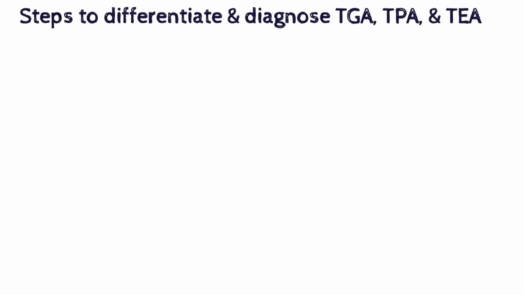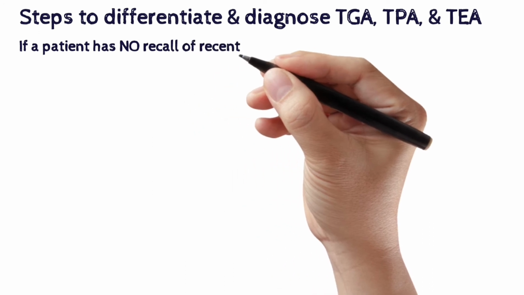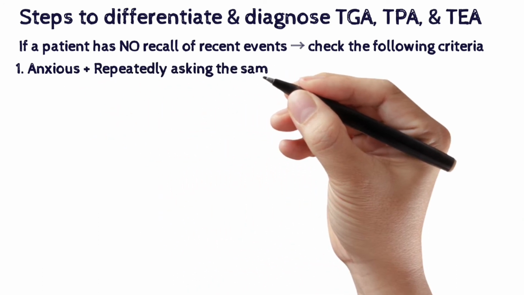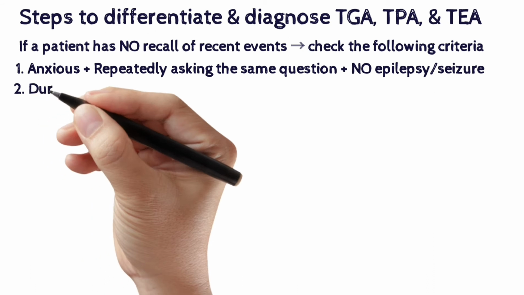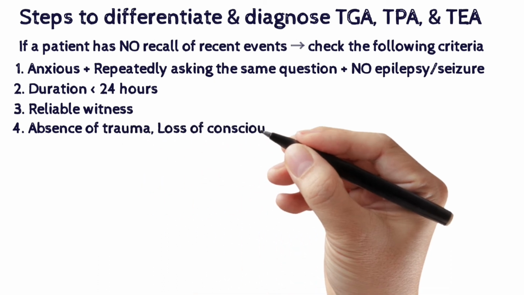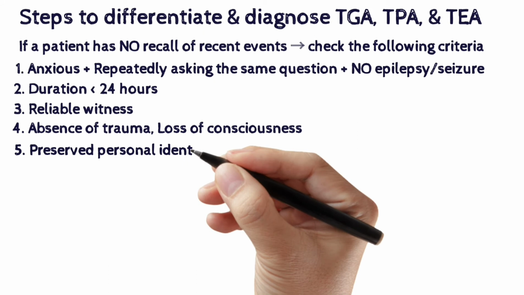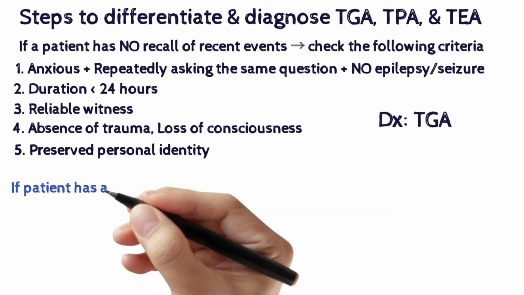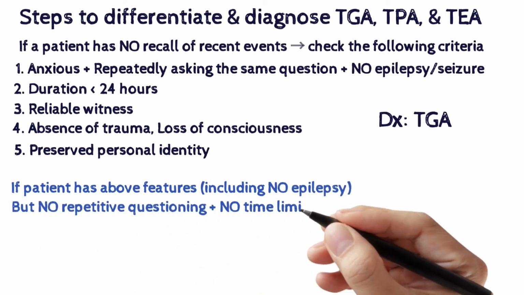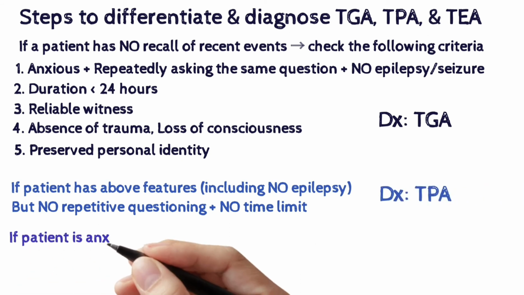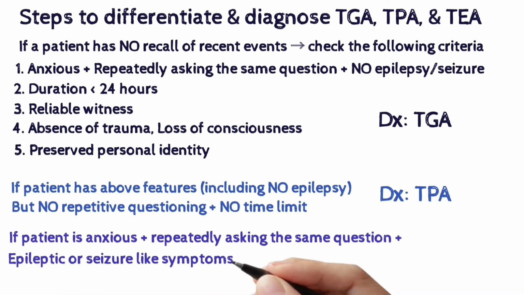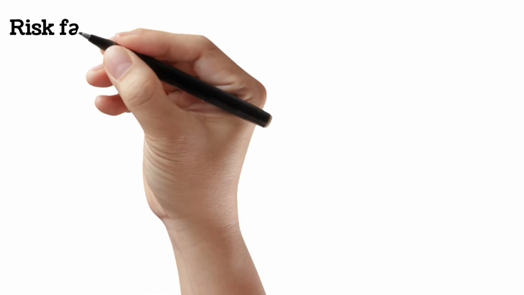The steps to differentiate and diagnose TGA, TPA, and TEA. If a patient has no recall of recent events, check the following criteria: anxious, repeatedly asking the same question, and no epilepsy or seizure. Duration less than 24 hours, reliable witness, absence of trauma, loss of consciousness, preserved personal identity. Then the diagnosis is transient global amnesia. But if the patient has the above features including no epilepsy, but no repetitive questioning, no time limit, then the diagnosis is transient psychogenic amnesia. But if the patient is anxious, repeatedly asking the same question with epileptic or seizure-like symptoms, then the diagnosis is transient epileptic amnesia.